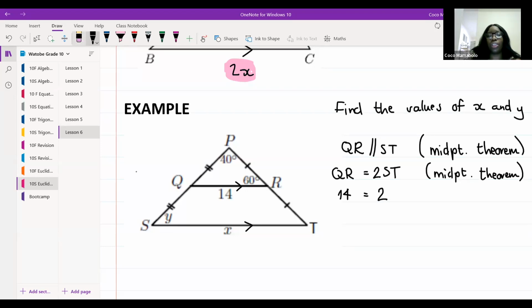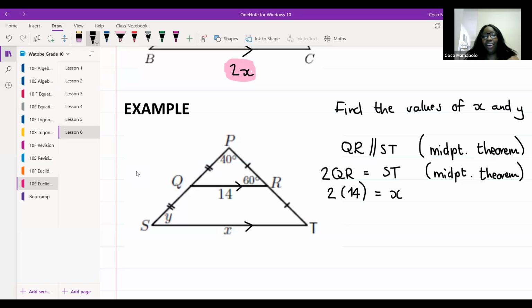Oh, yes. Thank you, Teacher Nels. It's the other way around. So 2QR is equal to ST. Sorry, guys. So I have to go 2 times 14 is equal to X, which is ST. ST is X. Thank you, Teacher Nels. It's the other way around, David. I'm sorry. I did it the wrong way around.